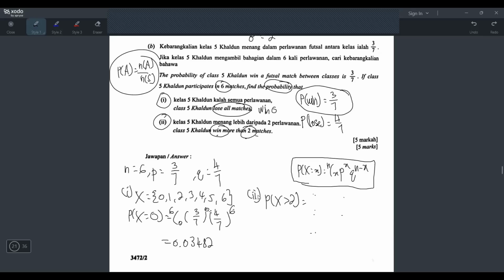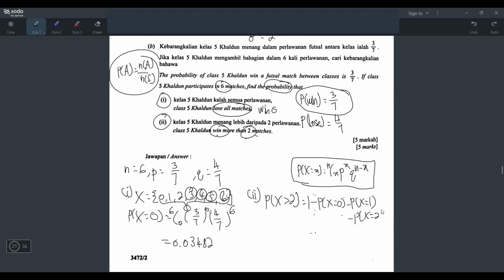So how? Win more than 2, so it means I have to calculate P(X) equals 3, 4, 5, 6. I have to calculate the win probability for each and then add them all. But there is a quick way. You can also take 1 minus, because the total probability of everything will always be 1, right? So you can take 1 minus P(X=0) minus P(X=1).